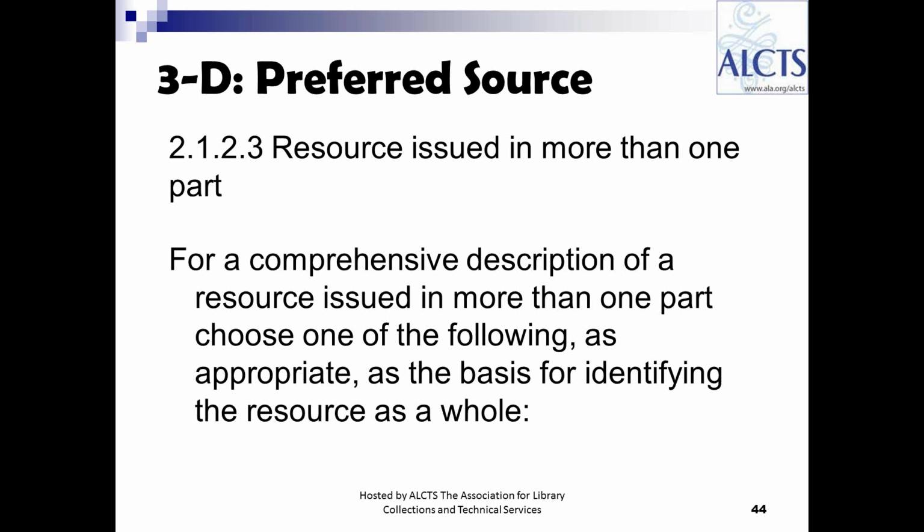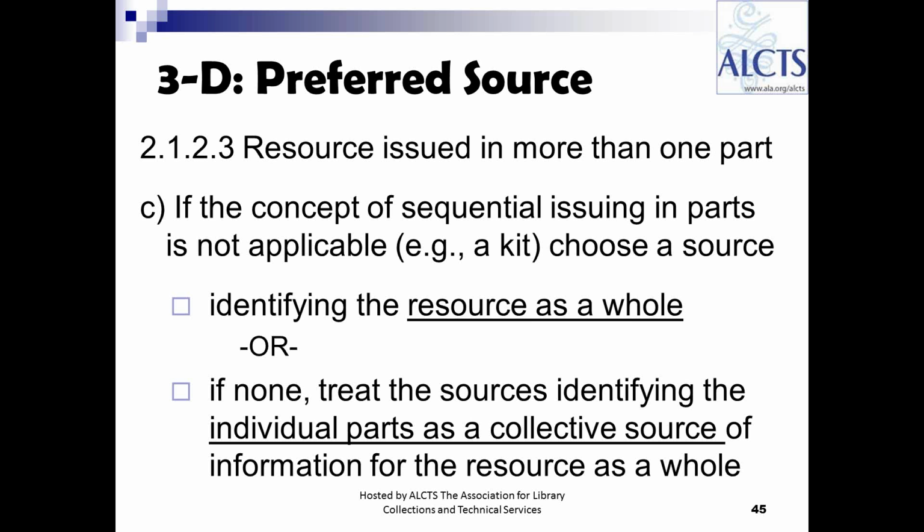The preferred source instruction in RDA Chapter 2 is meant to be used in conjunction with the rule on basis of identification. There's a rule for the basis of identification of resources issued as single units, which is reasonably straightforward for three-dimensional forms. There's another instruction for resources issued in more than one part. Options C and D from this instruction are likely to be relevant here. However, I'm just going to show these options and not try to explain them because the distinction they're trying to make is actually unclear to me.